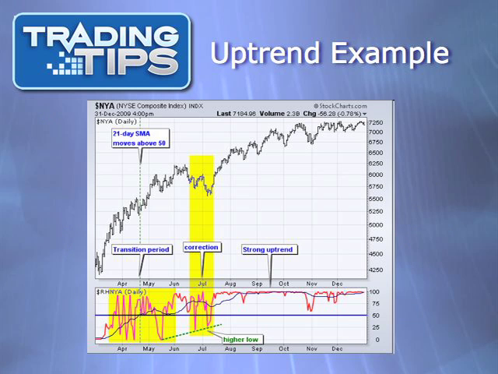This slide shows the NYSE's HighLow Index in a strong uptrend. Below the price chart is the information for the HighLow Index, along with the 21-day simple moving average of its HighLow Index, which can be extremely useful. Note that even with the correction, the SMA stayed above 50, and the HighLow Index itself generally stayed above 70, which was a good indication of the exchange's strength.